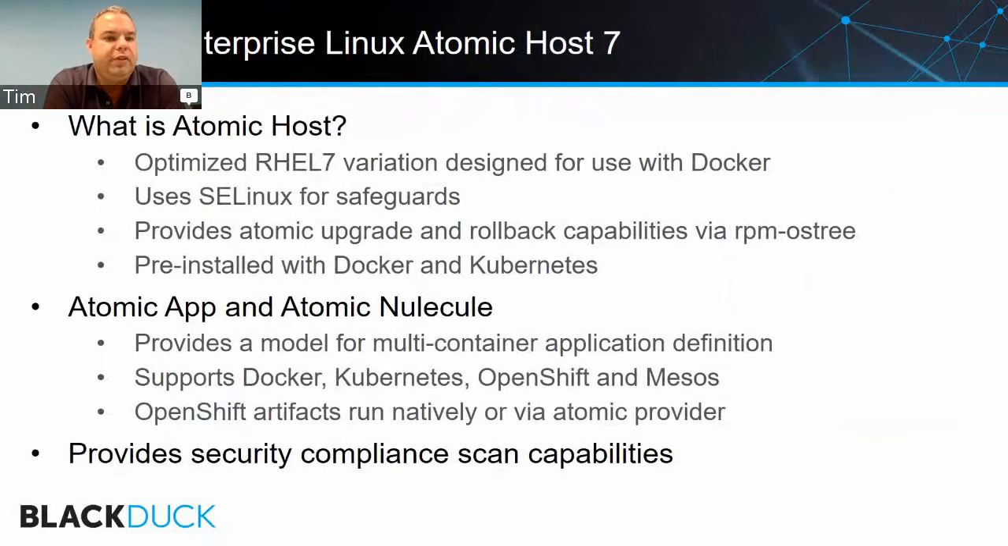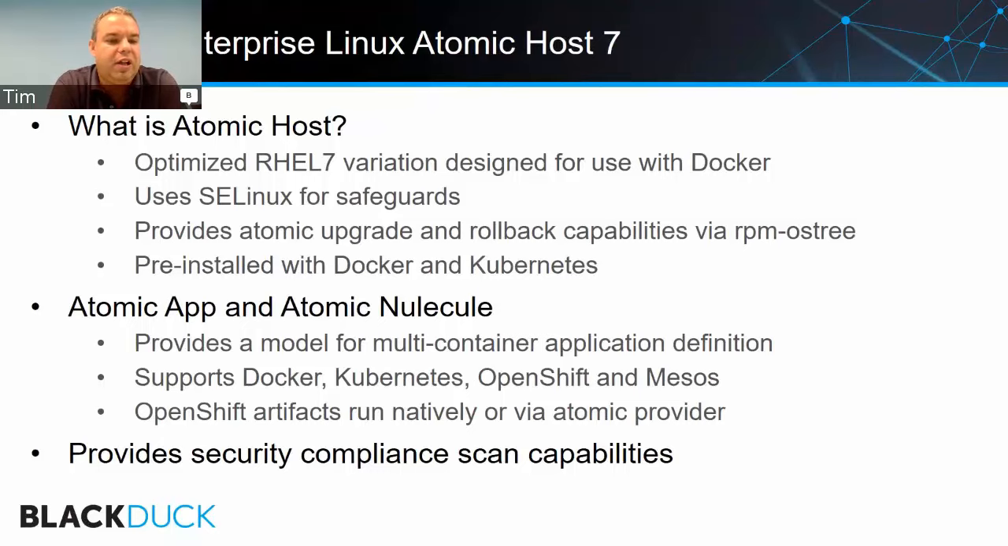So I mentioned using a minimal operating system, and the minimal operating system that we're going to explore a little bit today is Atomic. Atomic comes from upstream Project Atomic, and in the Red Hat Enterprise Linux Atomic Host version, that's really an optimized RHEL 7 variant that was designed for use with Docker. SELinux is already enabled. It is using RPM OSTree to do its updates, so no yum. The benefit of that is that you do get upgrade and rollback capabilities for any updates that are involved. So that's a huge plus. It's also pre-installed with Docker and Kubernetes, so you get all the base framework that you want in an OpenShift environment.